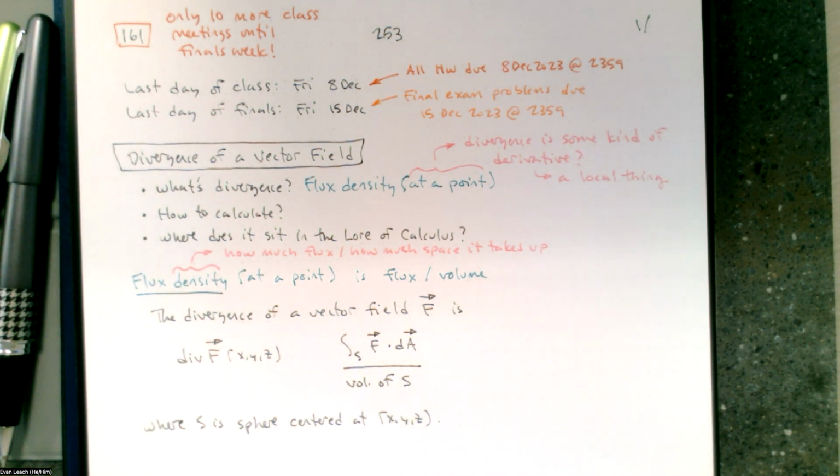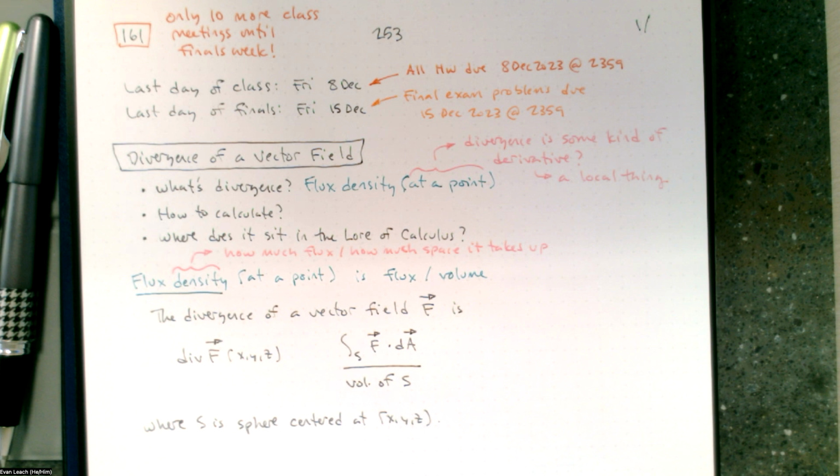How much flux divided by how much volume? The amount of flux divided by the amount of volume. So our numerator here is the amount of flux that we calculate with a flux integral like we were talking about last week. How much of the vector field is flowing out through the surface? But this is flux density at a point. We want to know what's going on at a point.